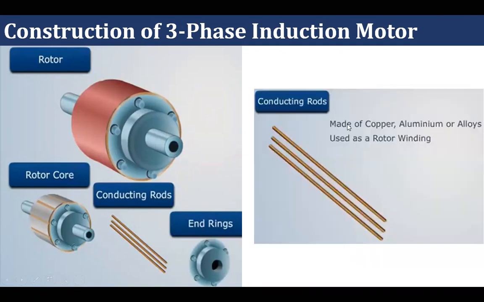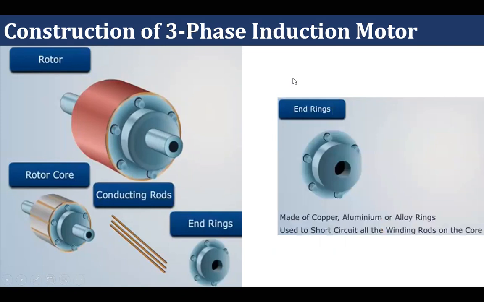Conducting rod is made up of copper, aluminum or alloy, used as a rotor winding in case of a squirrel cage rotor. And this rod must be insulated, must be short circuited at the ends, and so end rings are used, which are made up of copper, aluminum or alloy rings used to short circuit all the winding rods on the core.